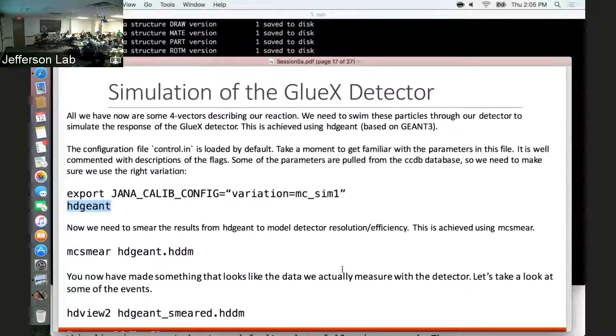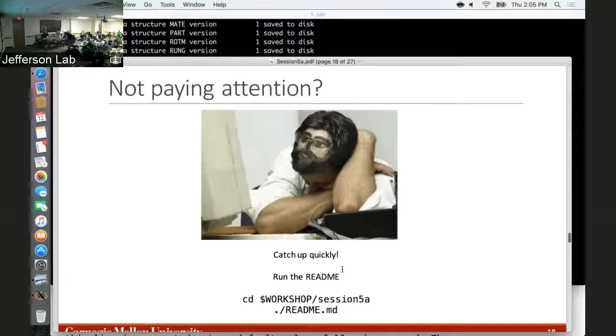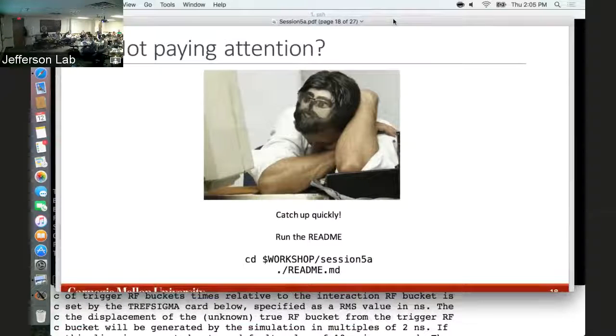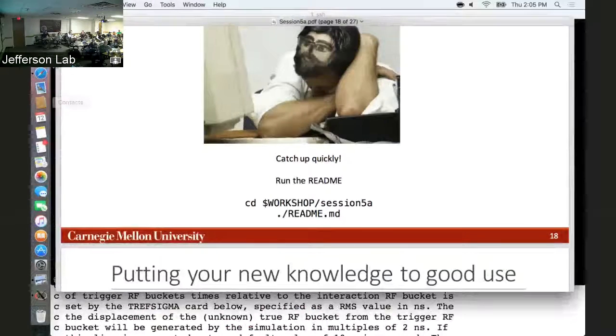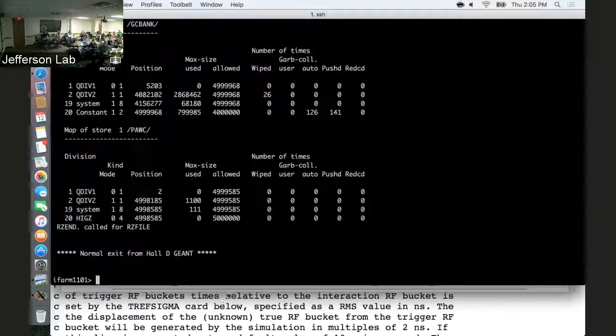Okay, so actually, since you're all sitting there, if you're not paying attention, you can catch up quickly to this point. The README file here is actually an executable. If you just run the README, you'll get up to this point. It will bring you all the way to the point that you're displaying the events. And it's worth doing because the viewer is kind of fun to play around with, and you can see all sorts of features of the data just by looking at it. Okay, so we've finally made it through this step.